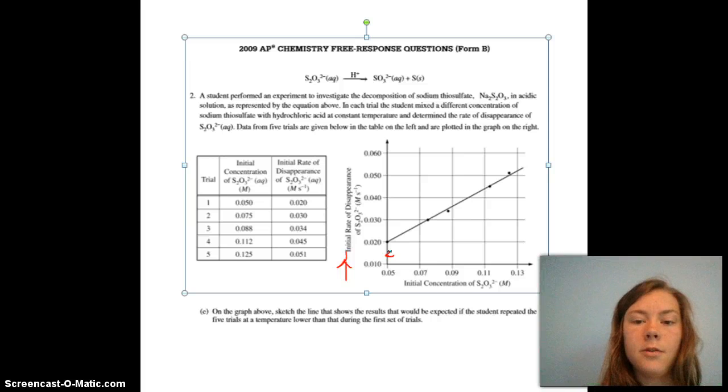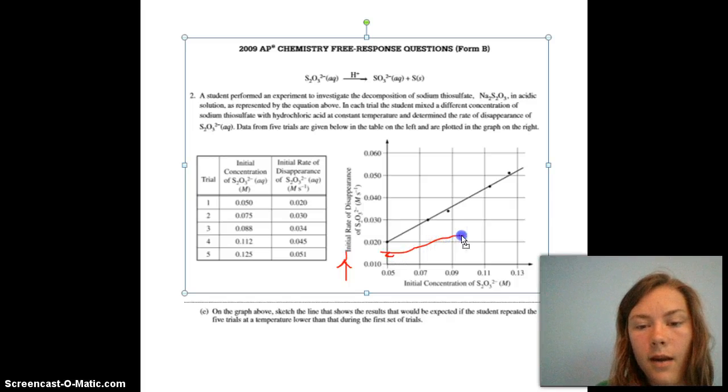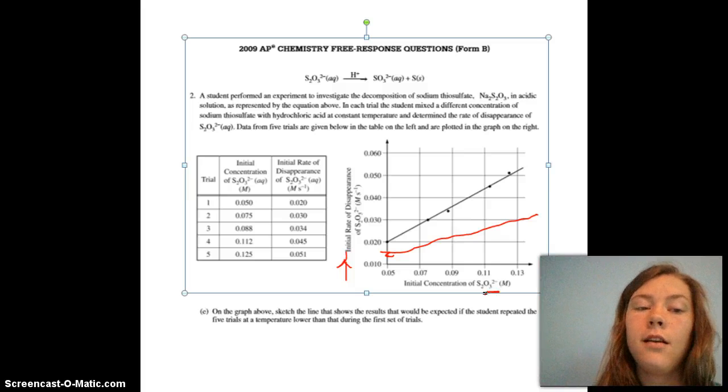And then because the temperature is lower still, the rate of the reaction is going to continue to be lower than that of the previous sets of trials. So the slope here is also going to be not quite as steep, because at each new initial concentration of the thiosulfate, we're going to not have as much thiosulfate disappearing, so the y wouldn't be quite as high. So we're going to have a less steep slope and a lower value for the starting y-axis.